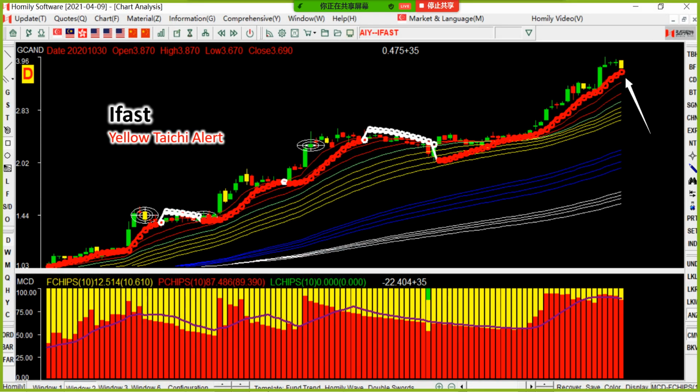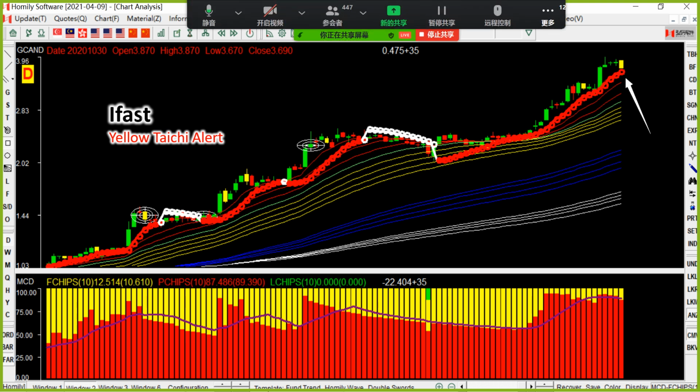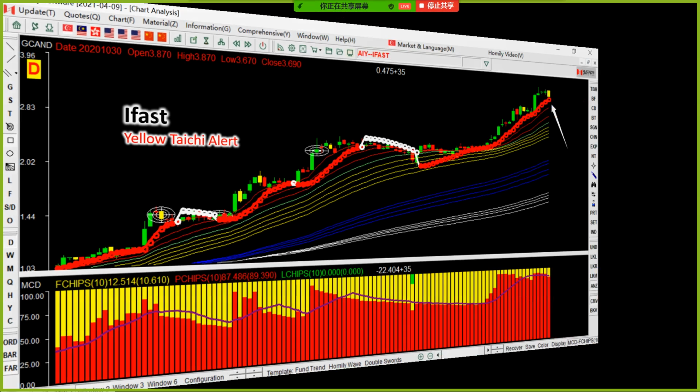Okay, iFast. For iFast, I found on Friday I got the yellow Taiji alert. It's not a very good signal. But maybe you will say again, John, this chart is so strong, all the way above the yellow rainbow and all the way above the red circle. But now you see, it's already very close to the red circle. If next Monday the price goes below the half of the circle, it will turn white. Okay, that is iFast.